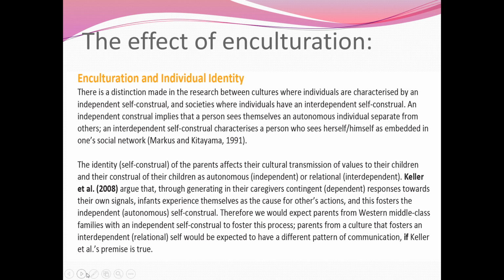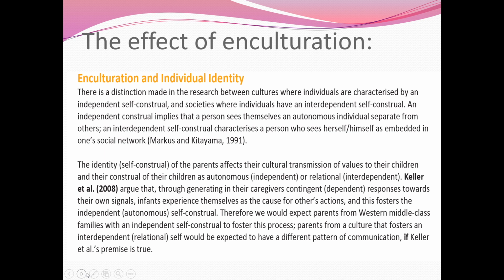Therefore, we would expect parents from Western middle-class families with an independent self-construal to foster this process. So, my parents are individuals, I'm an individual. Parents from a culture that fosters an interdependent self would be expected to have a different pattern of communication. For example, I am my parents' child. My parents are my parents. They are, if you like, higher in the structure of this family.